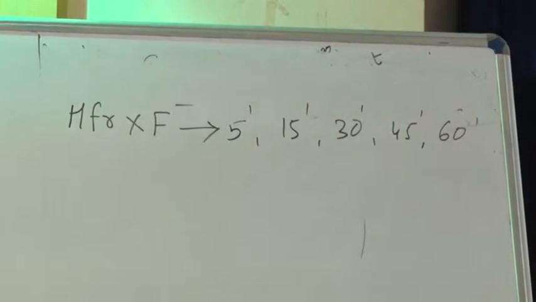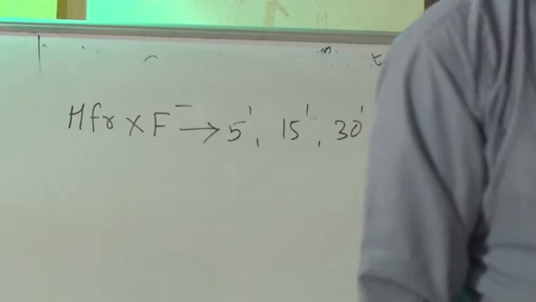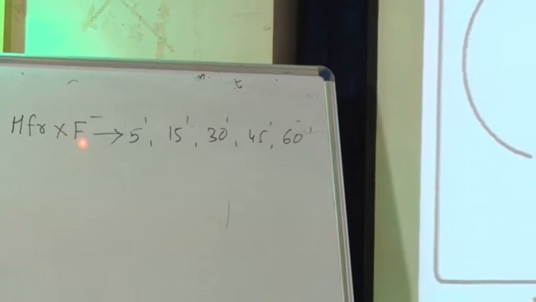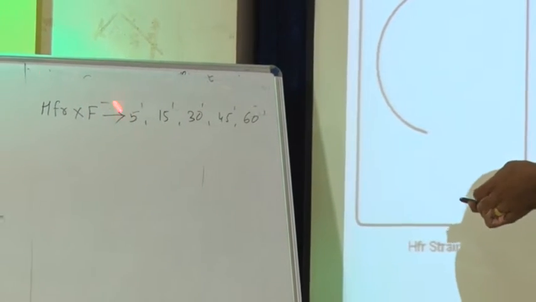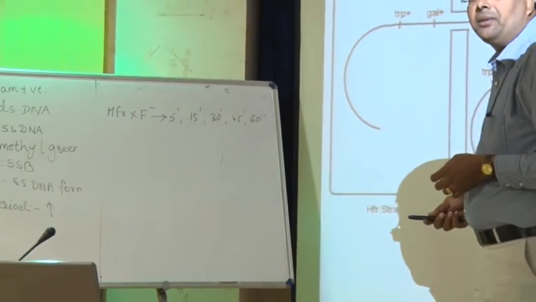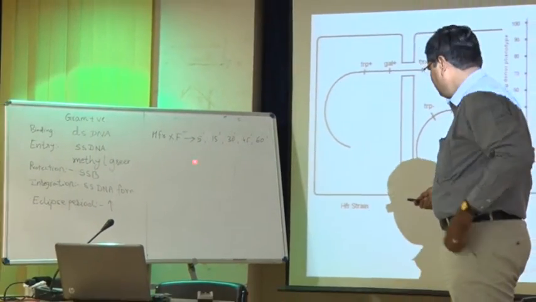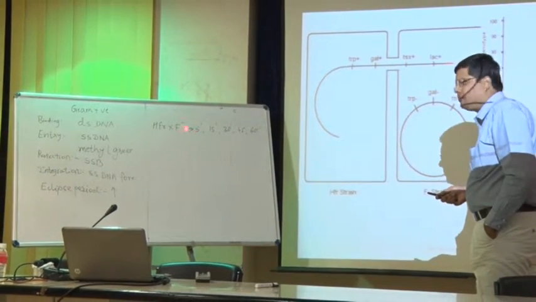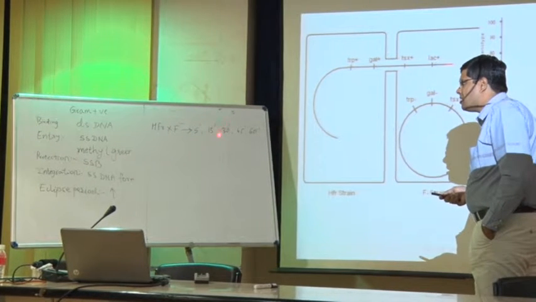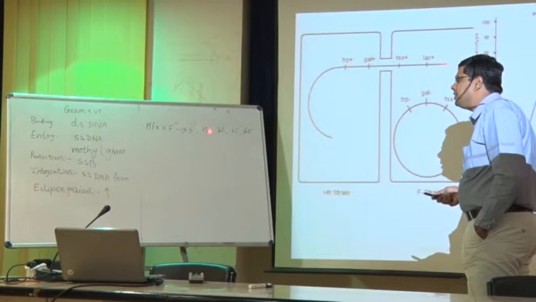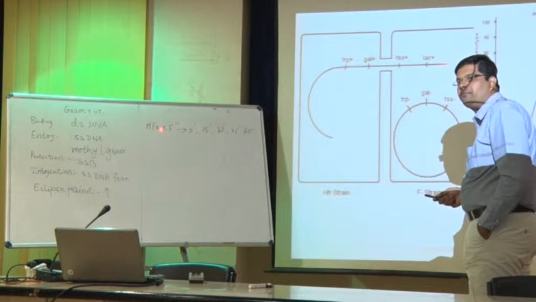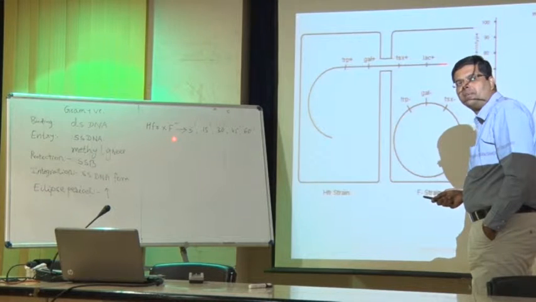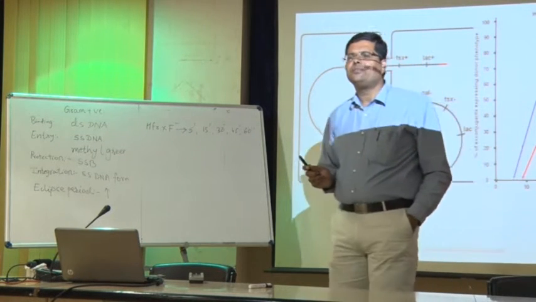What we will do? We will try to carry out the conjugation between the HFR + F- and we will interrupt their mating at these different time intervals. Are you getting it? And we will find out that after 5 minutes which are those genes or the markers which has entered into the F-. After 15 minutes which are those genes or the markers which has entered into the F-. After 30 minutes which are the genes or the markers which has entered from HFR to F-, so on and so forth. Are you getting it?